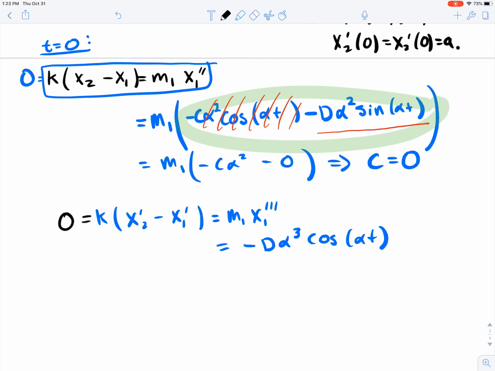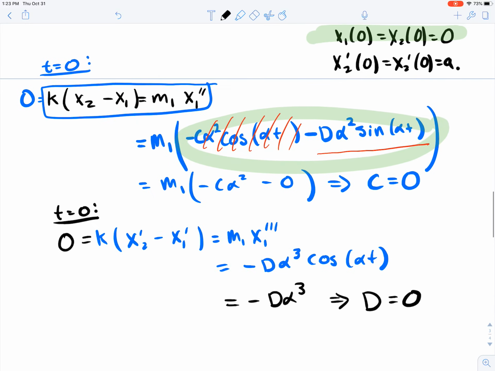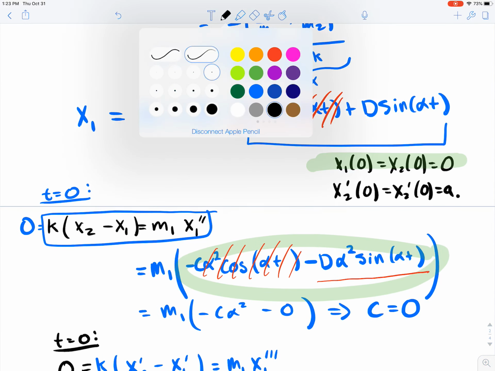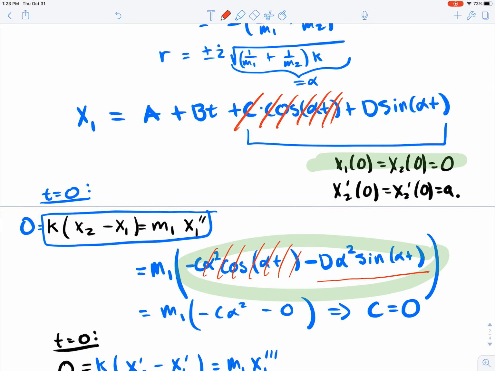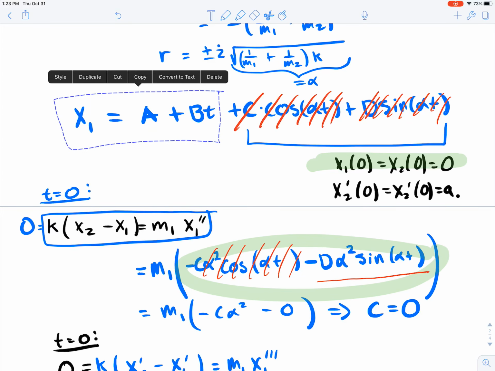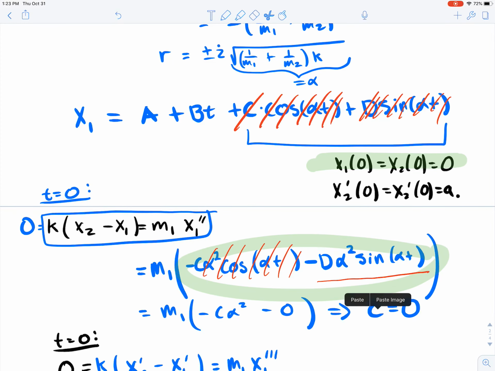This is when t is equal to 0. Go ahead and plug it in. On the far right, if I plug in 0, I'm going to get 1. So I'm going to have negative d alpha cubed. Therefore, the conclusion is that d is also 0. So what does this do to the original x1? Well, we already know c is 0, and now we've just concluded that d is 0. So x1 in reality is this.